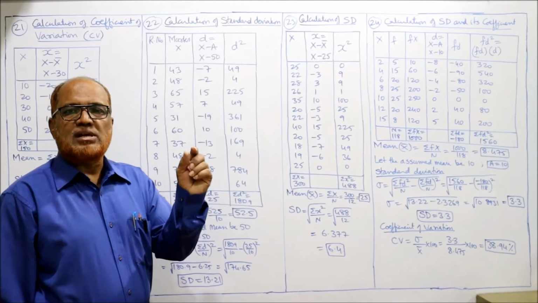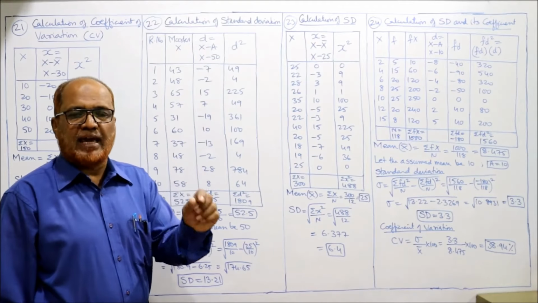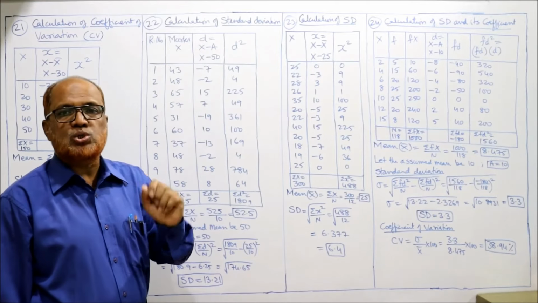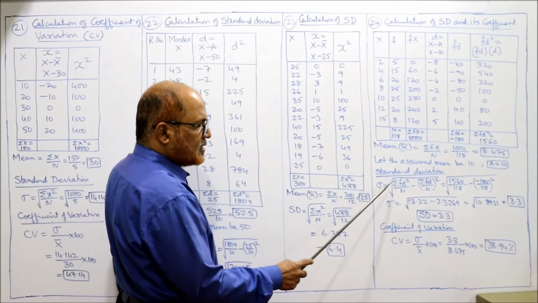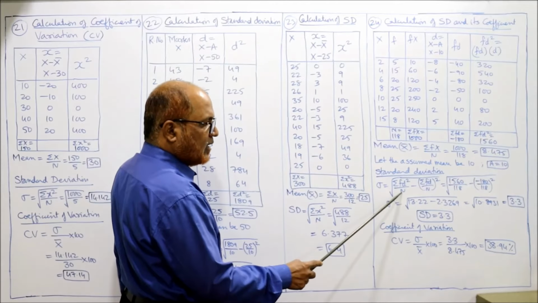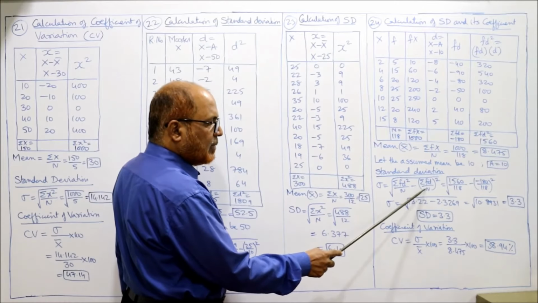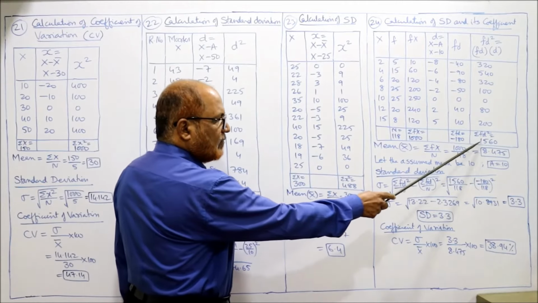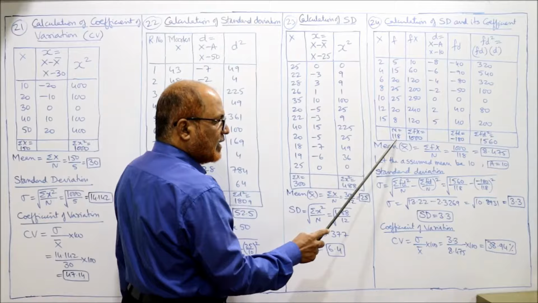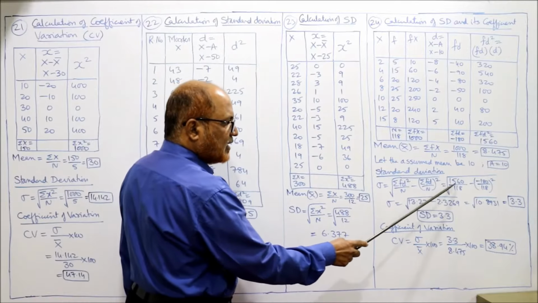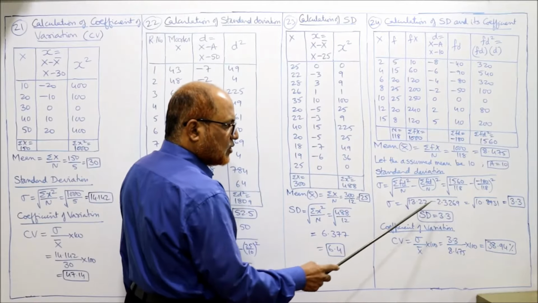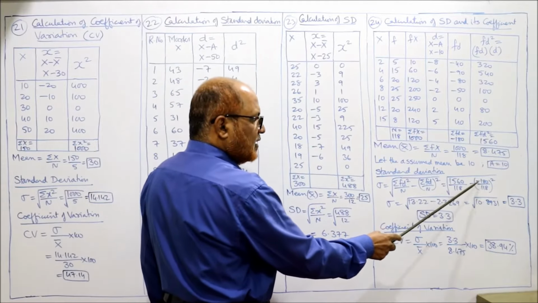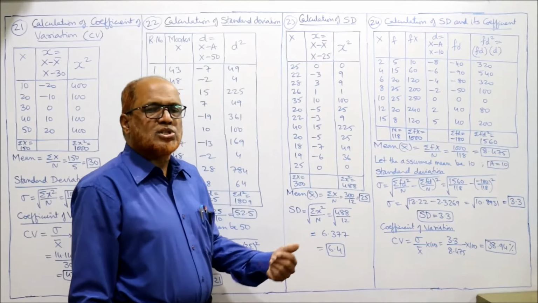So standard deviation is equal to the square root of summation fd square by n minus summation fd by n whole square. First, the value of summation fd square is 1560 and the value of n is 118. So 1560 divided by 118 gives 13.22. Minus 180, and squaring the minus gives a positive.